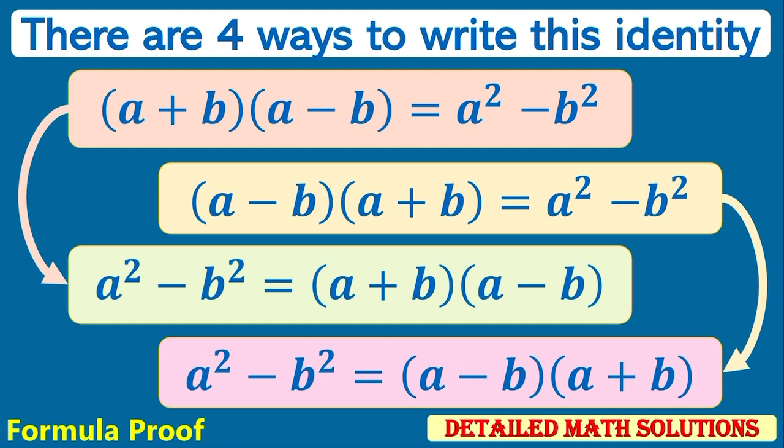And it also can be written as the reverse equations of the two equations that we just said. It can be written as a squared minus b squared equals a plus b in parentheses multiplied by a minus b in parentheses. And then it can also be written as a squared minus b squared equals a minus b in parentheses multiplied by a plus b in parentheses. In algebra, we use all these 4 ways to write this identity and to apply it to solve math problems.